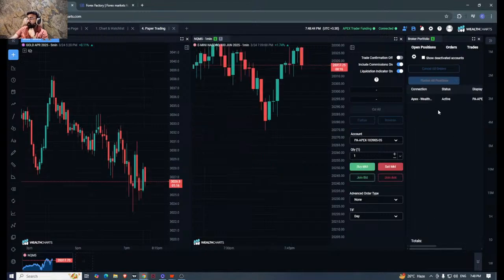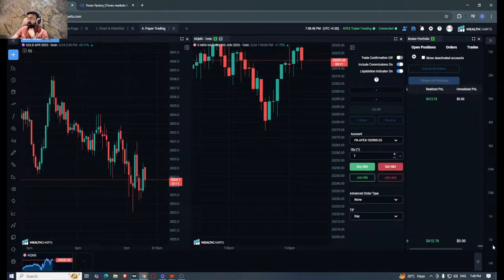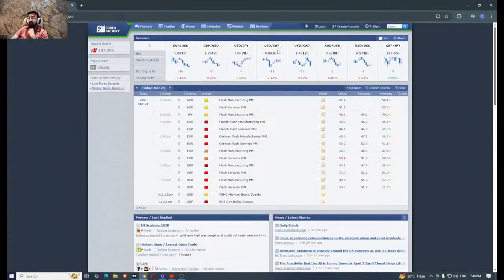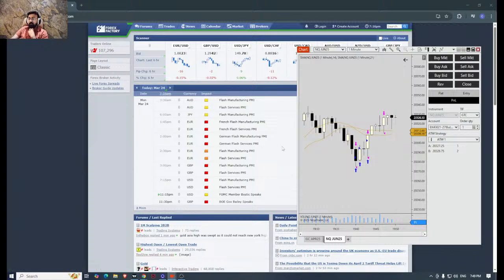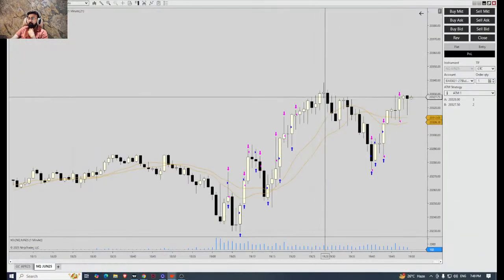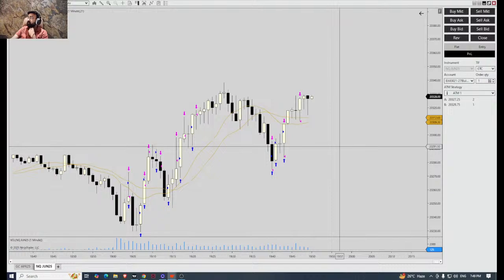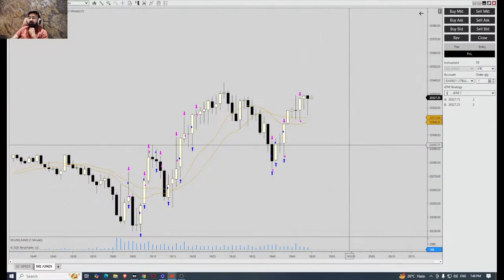So if we see this, we made $413 today. Not bad at all. I am going to close this. Don't need this anymore. It's done for the day for me. I'll just keep it here. And NQ is NQing. I think it is straight away going for that level.